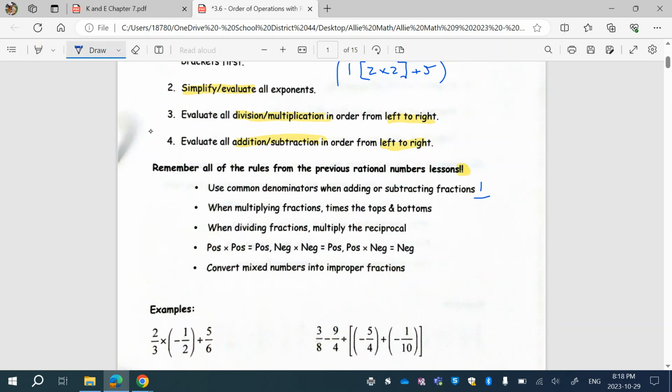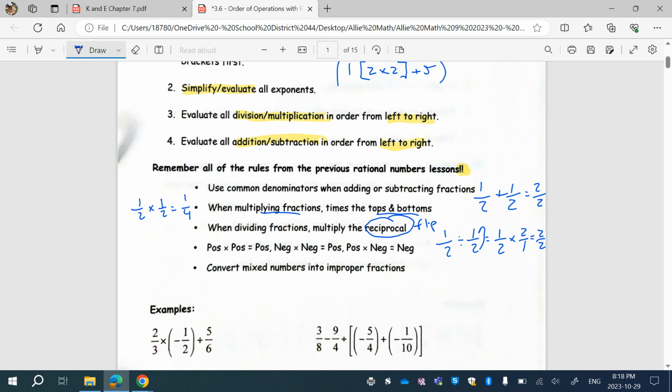So you need the same number on the bottom to add it. When multiplying fractions, multiply the tops and the bottoms. So say 1 over 2 times 1 over 2, you get 1 over 4. Oh, why did I do a plus there? You get 1 over 4. When dividing fractions, multiply by the reciprocal, which I sometimes just call the flip. So again, if we had 1 over 2 divided by 1 over 2, it would be 1 over 2 times the flip of that second one. And again, we get 2 over 2.